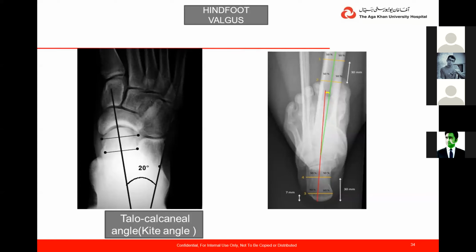So this is what Dr. Tashni discussed about, the Saltzman view and the AP for talocalcaneal angle, which is Kite's angle. All are weight bearing. Nothing is non-weight bearing.